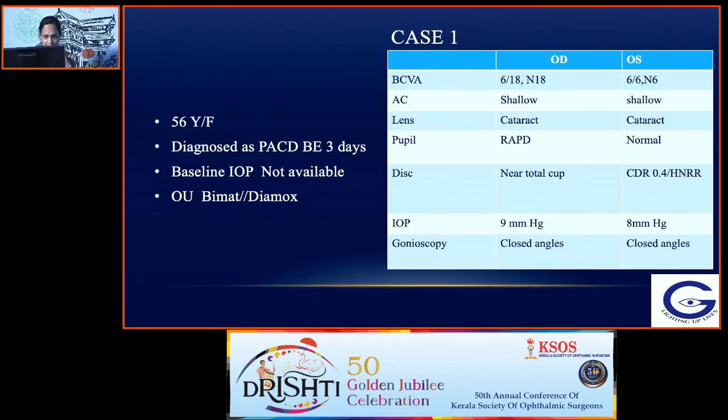So let us look at some case scenarios. This is a 56-year-old female who was diagnosed as primary angle closure disease, which was incidentally detected 3 days back. So we don't have a baseline IOP, and the patient was already on Bimat and Diamox. BCVA was 6/18, N18 in the right eye, AC was shallow, and the lens was showing cataractous changes in both eyes. The pupil was showing RAPD in the right eye with the disc showing near total cupping. Intraocular pressure was 9 mm and 8 mm because the patient is on Diamox TID.